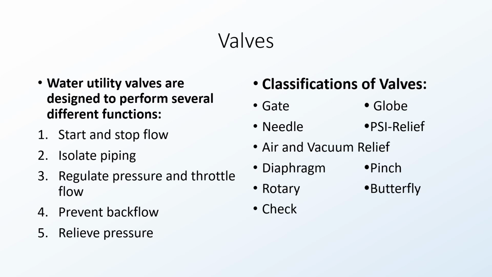All right. The primary purpose of valves obviously are to start and stop flow, isolate piping, regulate pressure. You typically will never throttle flow with a gate valve, just FYI. It can cause damage to the valve itself. There are globe valves that are better suited for something like that. As you can see off to the right, you've got classifications, many different types of valves. We're going to go over a lot of these throughout this lecture, so buckle up.